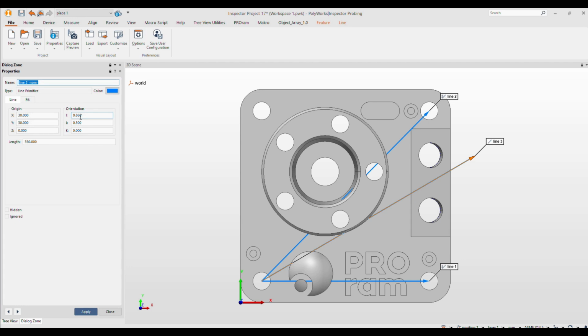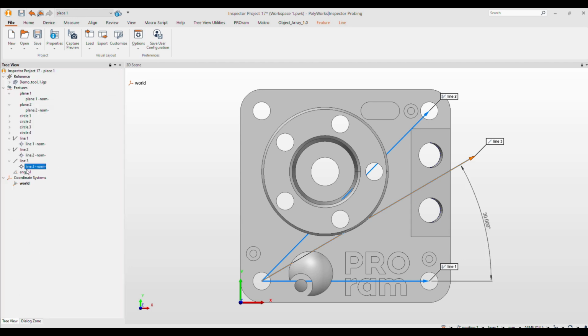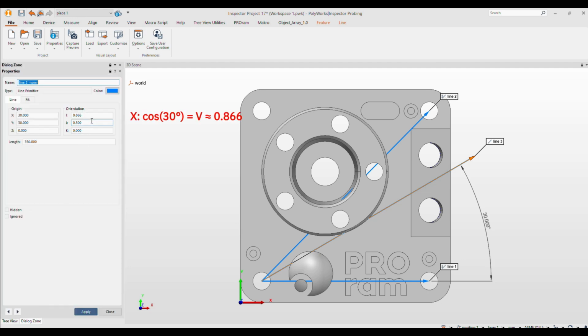Mathematically, I, J, and K are the components of the unit direction vector. They are the direction cosines, meaning the cosines of the angles between that vector and the X, Y, and Z axes. Keep this in mind the next time you're analyzing geometry in PolyWorks. Those small IJK values carry a lot of meaning.